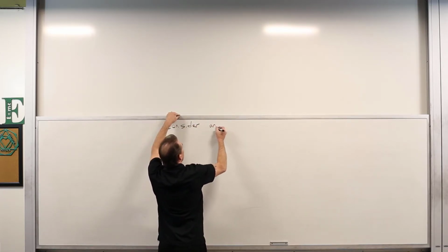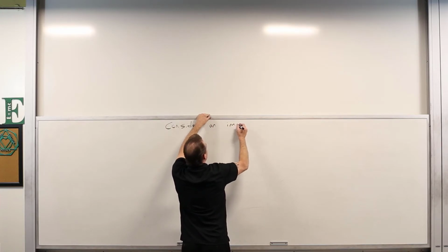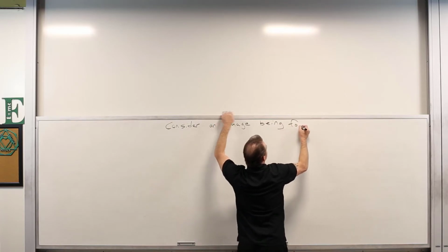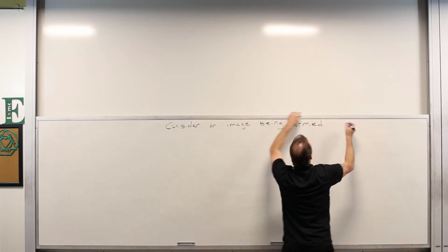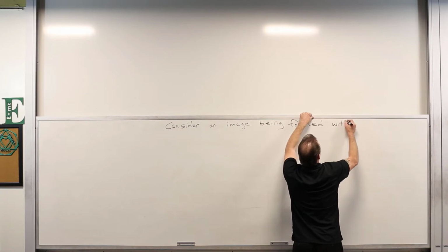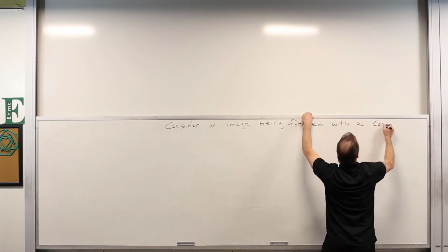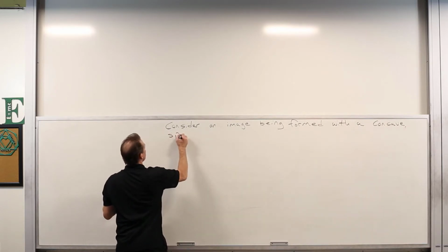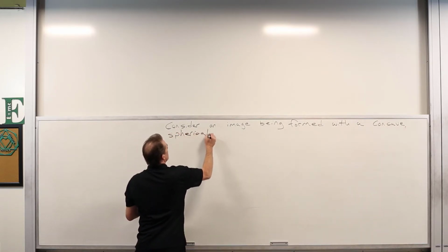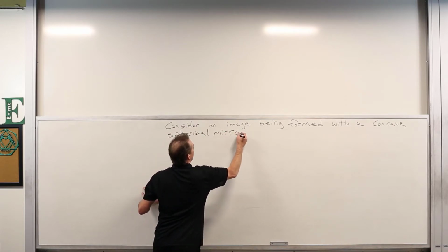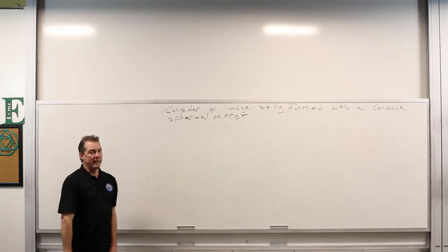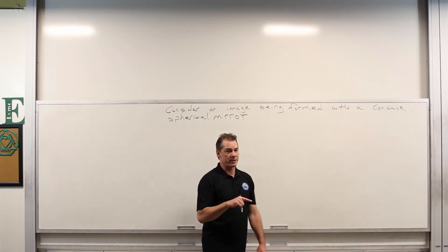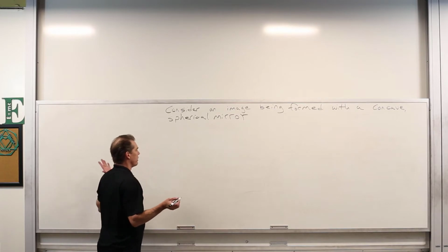Consider an image being formed with a concave spherical mirror. What we know again is that images are formed where light waves either physically intersect or trace back to a point of intersection. So let's just draw out a little depiction here.